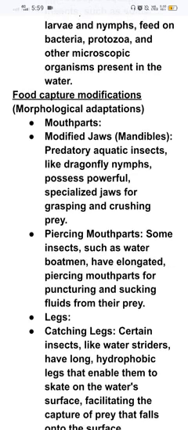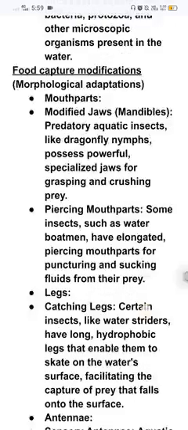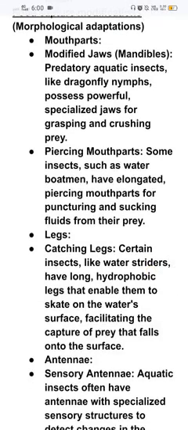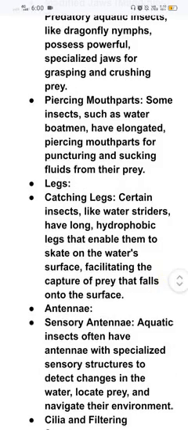Mouth part modification, like modified jaws, in the sense mandibles are there. In case of dragonfly nymphs, they possess powerful specialized jaws for grasping and crushing prey. And piercing mouthparts. Some insects, such as water boatmen, have elongated, piercing mouthparts for puncturing and sucking fluids from their prey. And some modifications related to legs. So, catching legs. Certain insects, like water striders, have long hydrophobic legs. Hydrophobic, very important term, hydrophobic legs that enable them to skate on the water surface, facilitating the capture of prey that falls onto the surface.